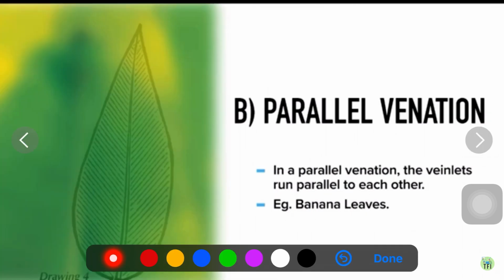Parallel venation. As you can see in the image, there is one leaf and you can observe the veins of the leaf. In parallel venation, the veins run parallel to each other. As you can see, how neat and nicely it looks, parallel and systematic. This is nothing but parallel venation, as the name says. An example is banana leaves.